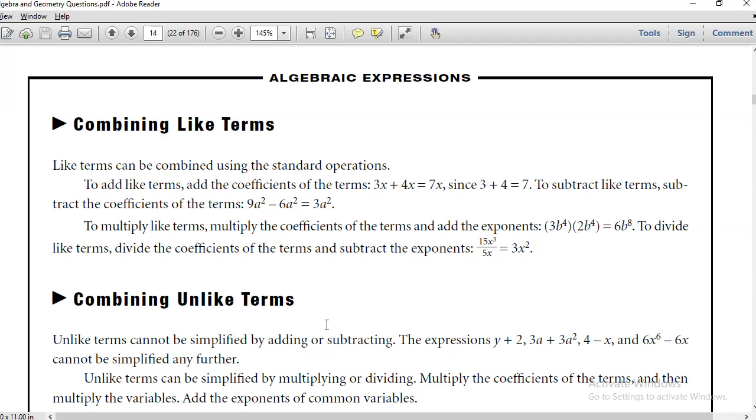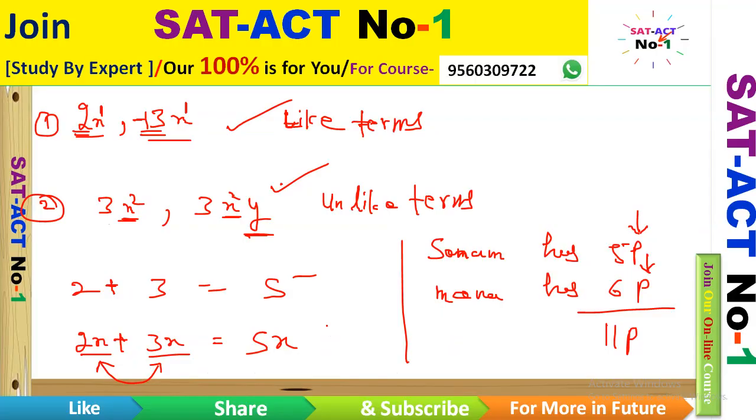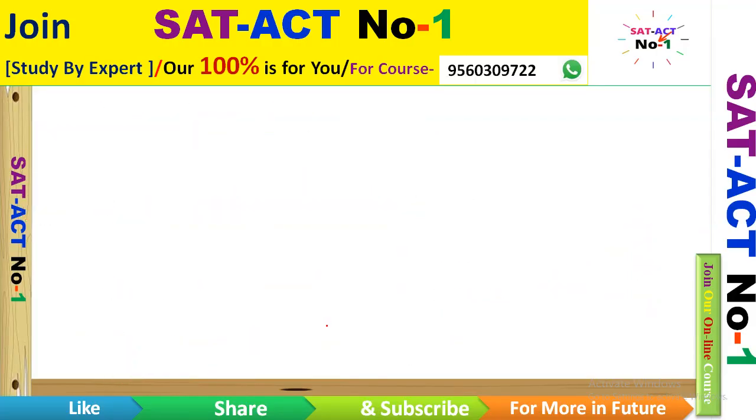If you ask me what about multiplication and division, that has a different concept, and for multiplication and division we don't have any issue of checking the like terms or unlike terms.